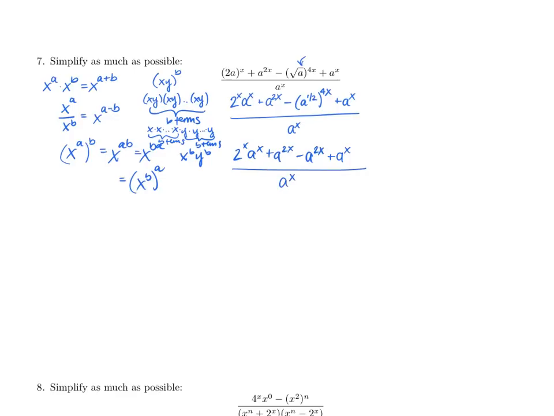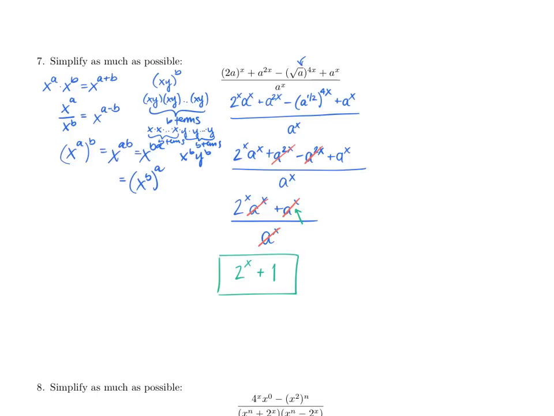And right away I feel pretty lucky because I see a to the 2x minus a to the 2x, so I know that these two pieces cancel. I'm now left with 2 to the x, a to the x, plus a to the x, all over a to the x. And I see a common factor of a to the x everywhere, so I'm able to cancel this out. Remember that there is still a common factor of 1 right there. And that is my final answer, completely simplified: 2 to the x plus 1.